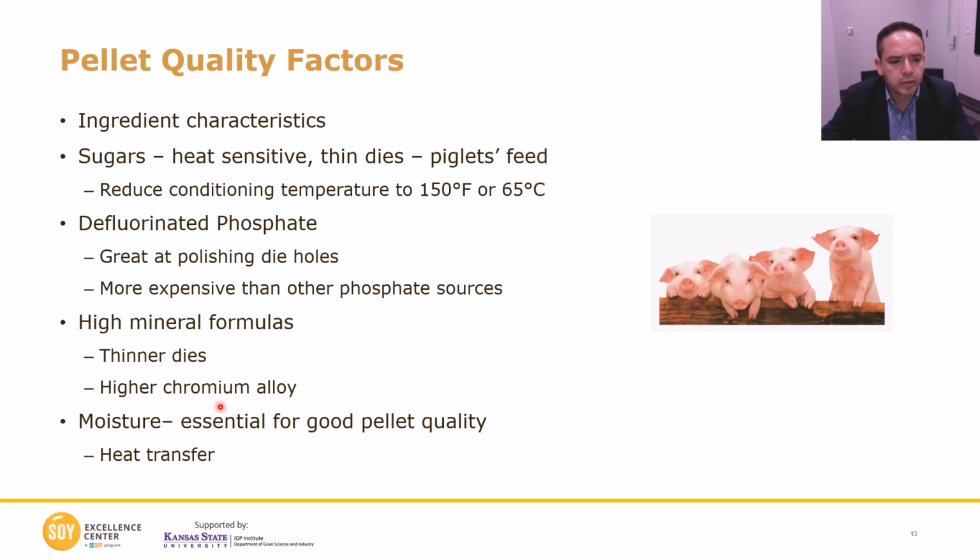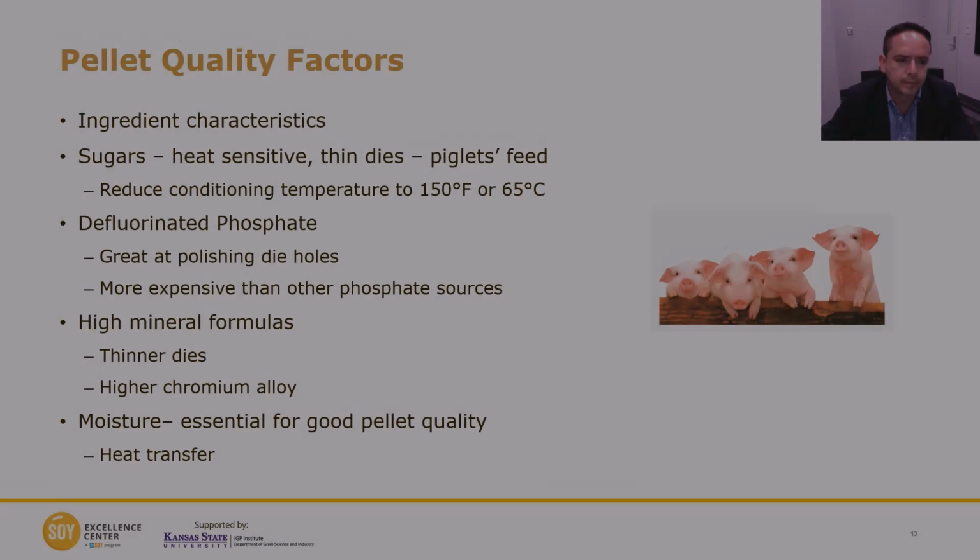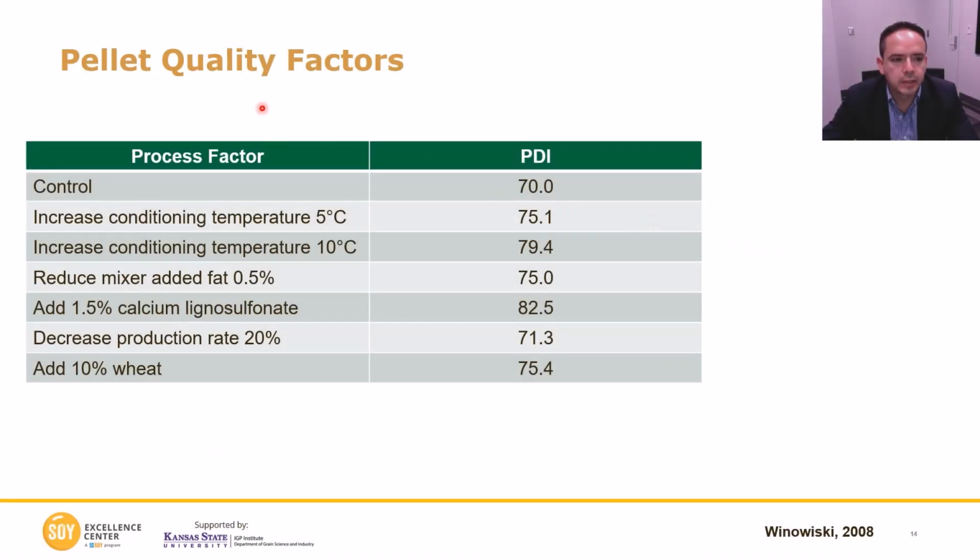Also, moisture content is essential for pellet quality because moisture content helps with the heat transfer. Here you can see another example of different factors and how they affect pellet quality. This study was conducted by Winnow Whiskey. And here you have a control treatment, and the PDI of the control treatment was 70%.